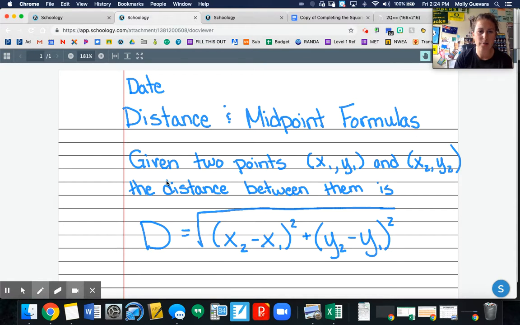So here we have the definition. If I'm given two points, the endpoints of a line segment, x1, y1, and x2, y2, I can find the distance between those two points by using this distance formula, where I do x2 minus x1 squared plus y2 minus y1 squared, and then I take the square root of the whole thing. If you need to pause the video to get all this written down, please do so, but we're going to move on to an example of how this works.